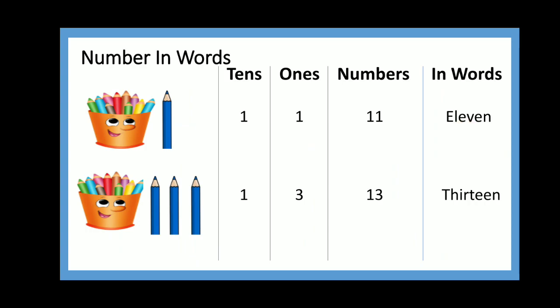In another example, there are 10 pencils, which is equal to 1 ten, and three separate color pencils, which is equal to 3 ones. So 1 ten plus 3 ones makes the number 13, and it can be written as THIRTEEN.